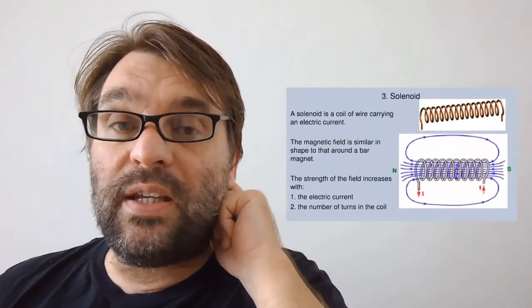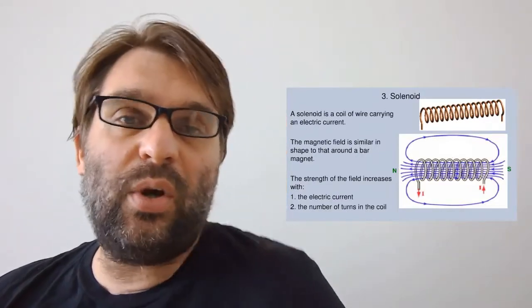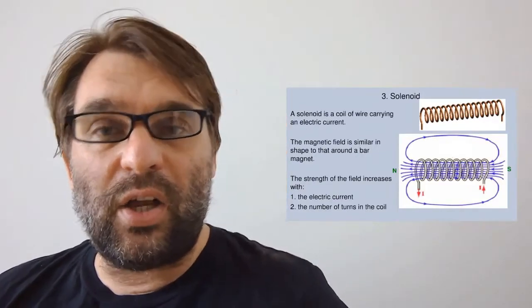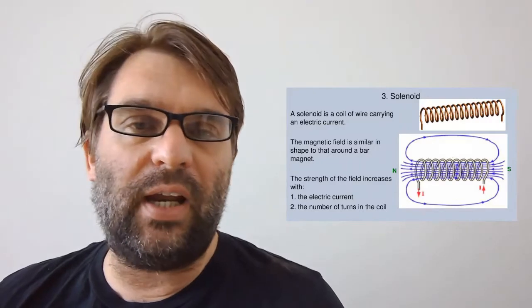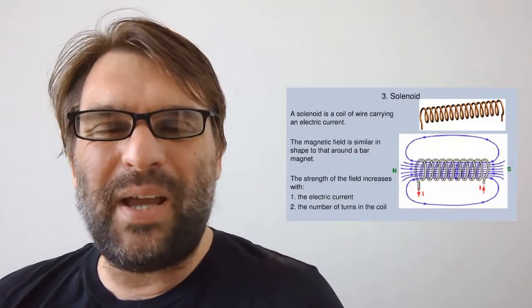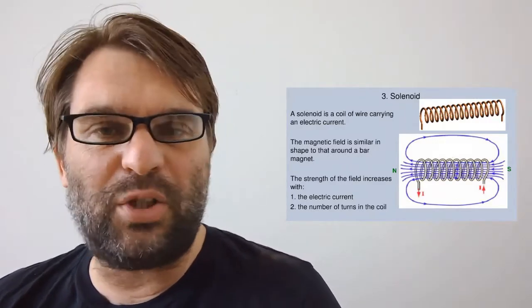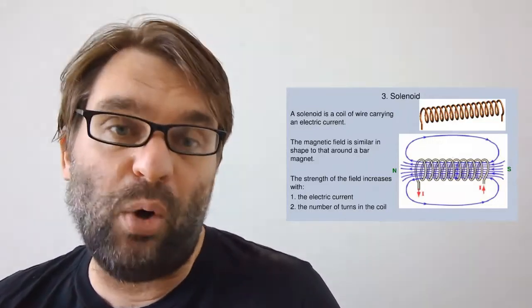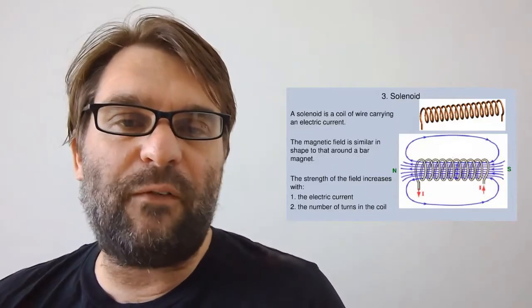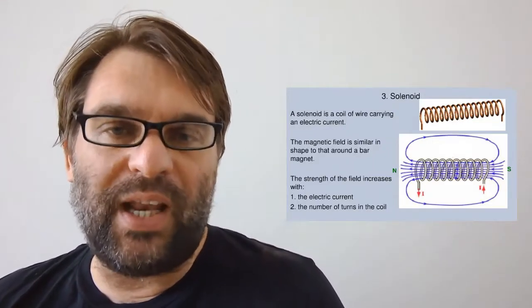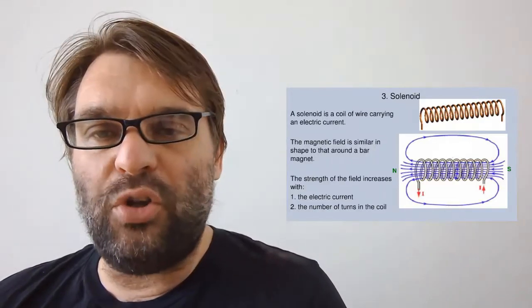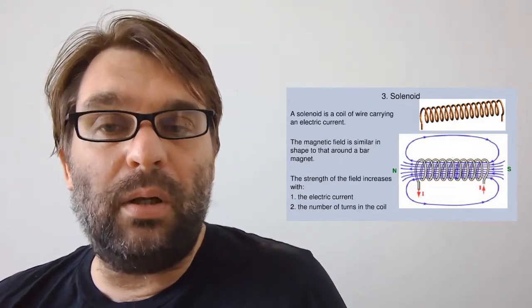And the last one is the solenoid. Essentially a solenoid is just a wire coil carrying electrical current, and it behaves very similar to a bar magnet. So it has a north and south pole, for example. The strength of the field increases with the electrical current and the number of turns of the coil. And this is one way we can build an electromagnet.